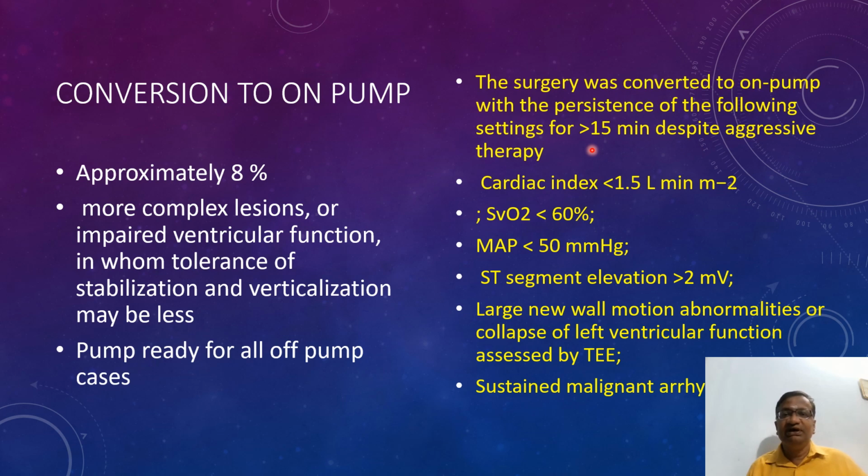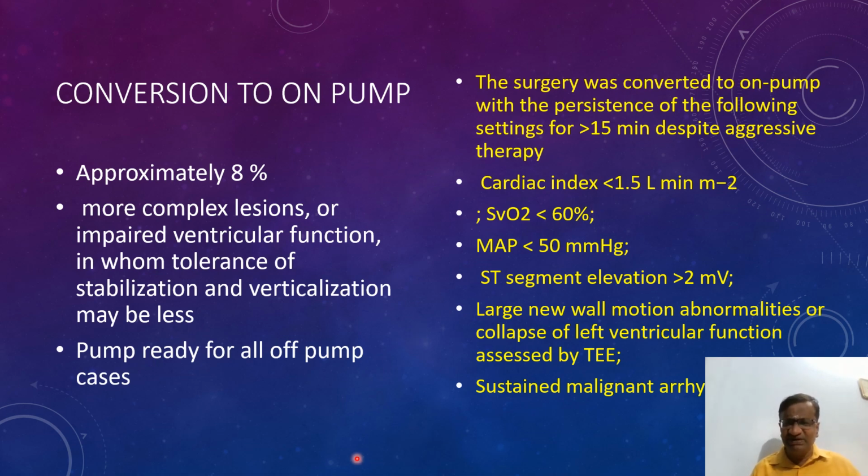Now if you have more than 15 minutes of low cardiac output, the venous saturation less than 60%, normally it is 75, the MAP less than 50 for 15 minutes, ST elevation is high, large new wall motion abnormalities, sustained malignant rhythm disturbances, all these things, yes, we need to convert it into on pump.